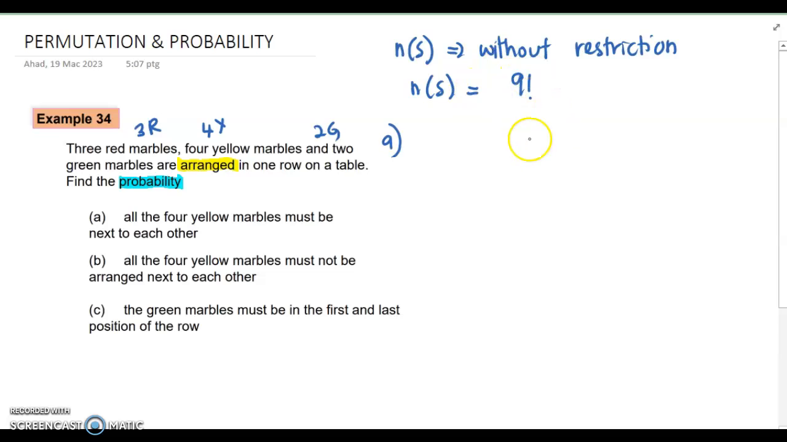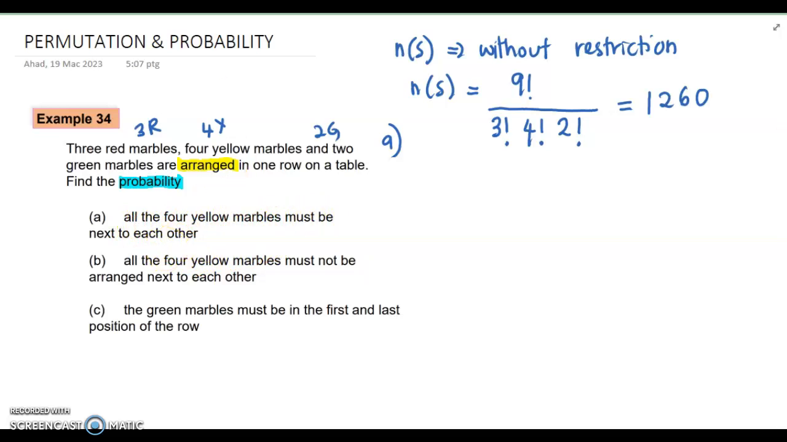9 factorial. And then we are going to divide because we have identical marbles. Red marbles, we have 3, so 3 factorial. Yellow, we have 4 identical marbles. And then the last one, green, we have 2 factorial. So our NS equals 1260.